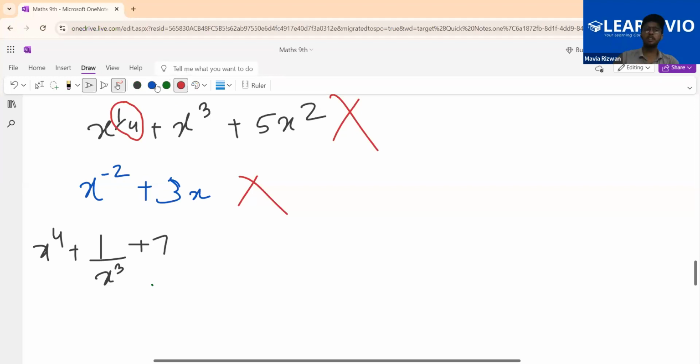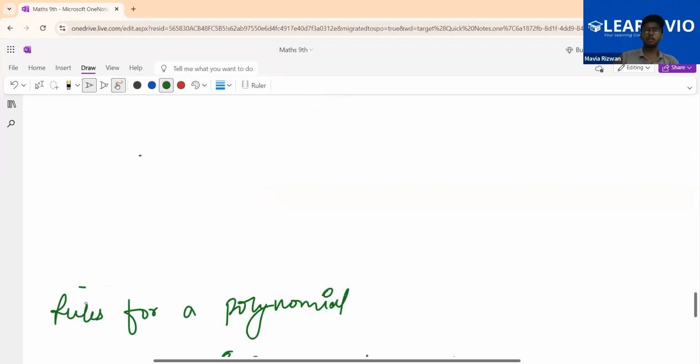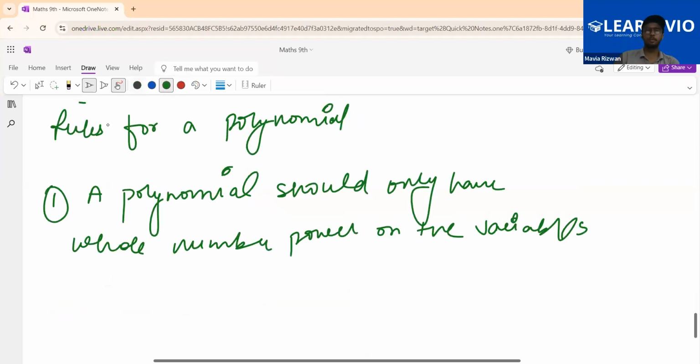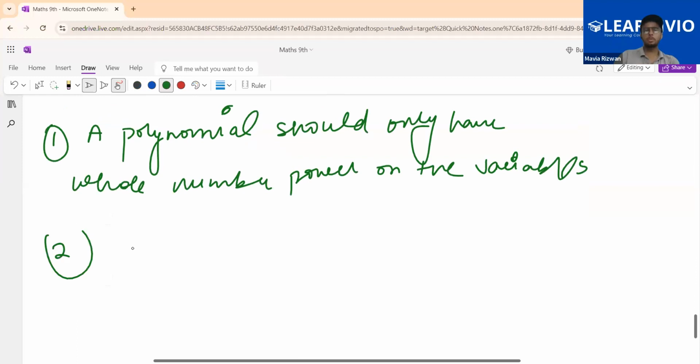So the second rule is, wait. Second, all the variables should be in the numerator, while checking, only while checking.